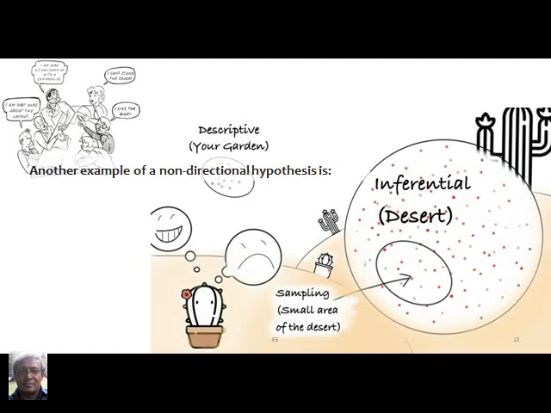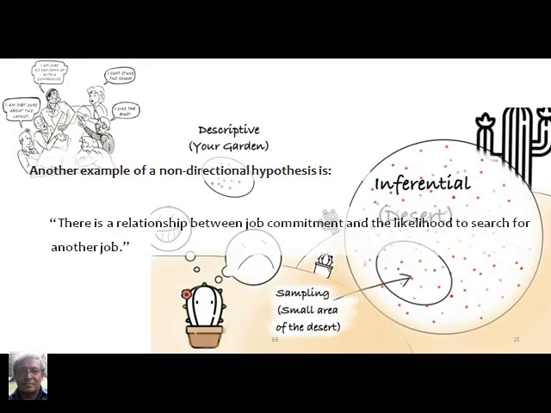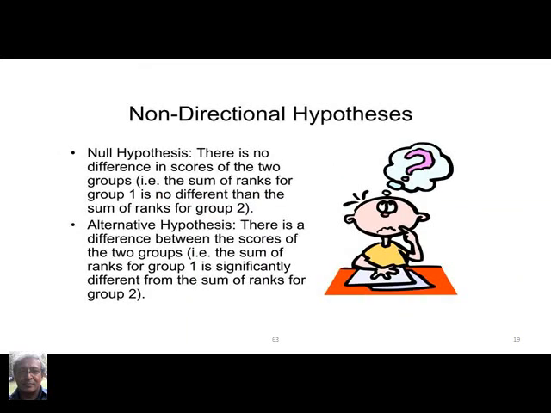Another example of a non-directional hypothesis is: there is a relationship between job commitment and the likelihood to search for another job.